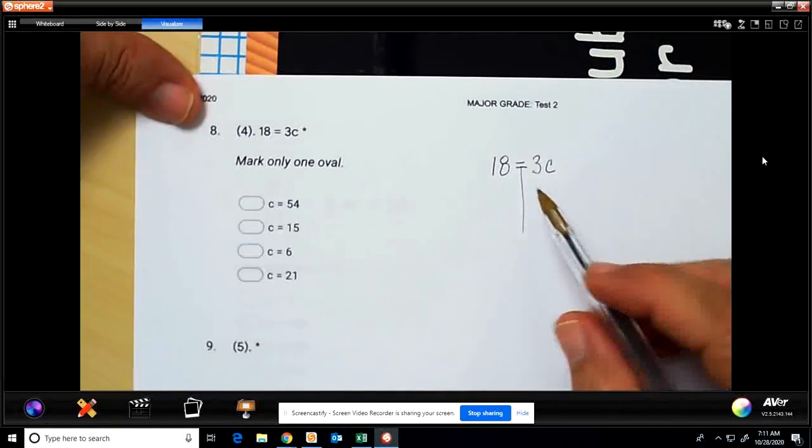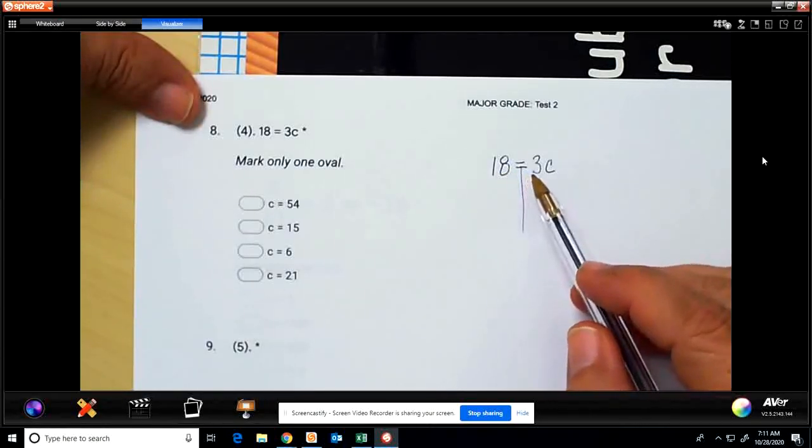I'll read the problem one more time. 18 equals 3 times C.